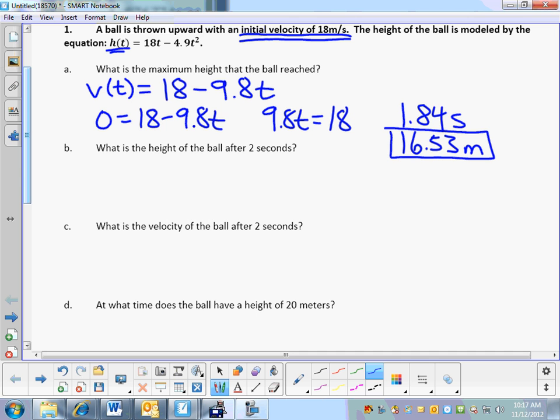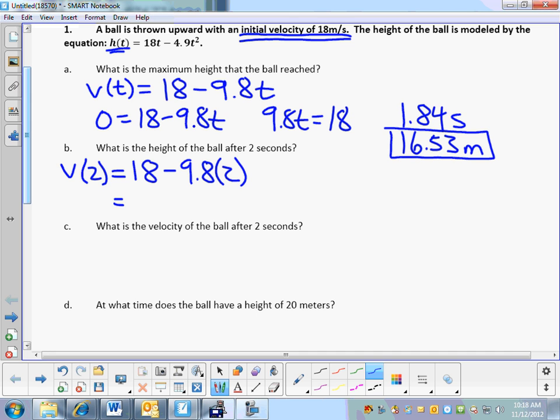What would I do there? Plug in 2 to what? Right. V of 2 is equal to 18 minus 9.8 times 2. So the velocity at time 2 is equal to 18 minus 9.8 times 2. Instead of V of t, I just plugged in 2. And I get, question? Yes, yep, I plugged in. In order to figure out the 16.53, I plugged 1.84 into the height.